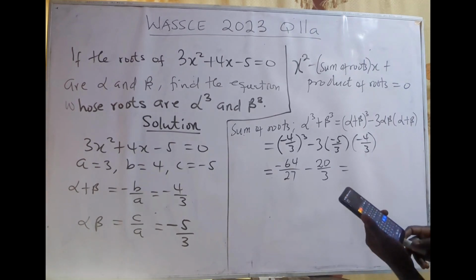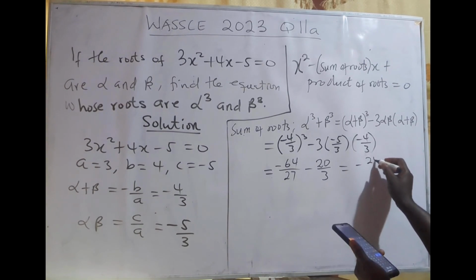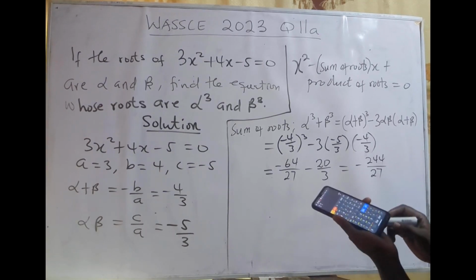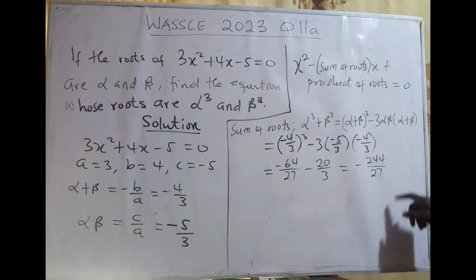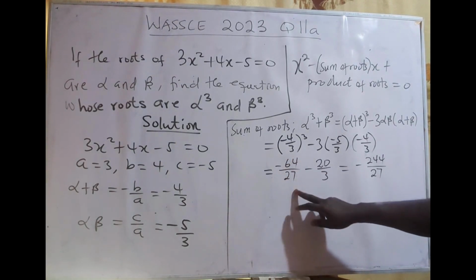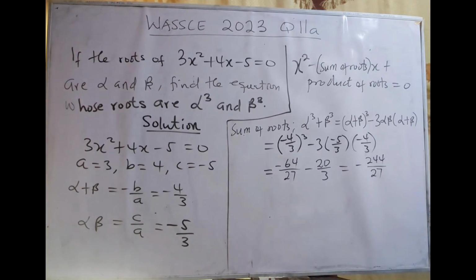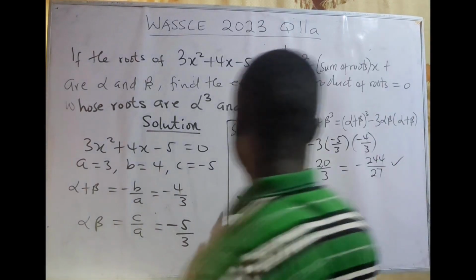And that will give us what? Minus 244 on 27. So the sum of the roots is minus 64 on 27 minus 20 on 3. That is minus 244 on 27. All right. So we have gotten the sum of the roots as this. So now let's find the product.